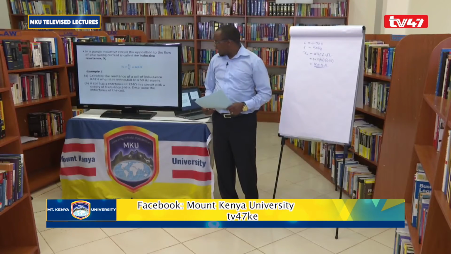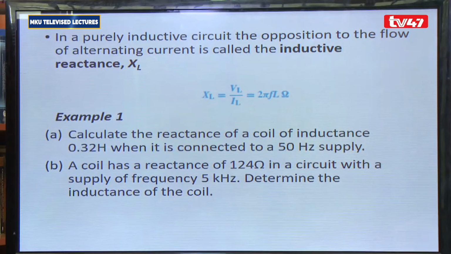A coil has a reactance of 124 ohms in a circuit with a supply frequency of 5 kilohertz. Determine the inductance of the coil. So again here, you have been given the values of the reactance, you have been given the values of frequency, and now you get the value of the inductance.